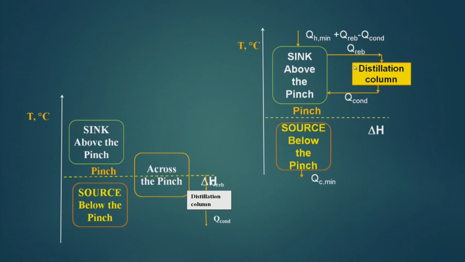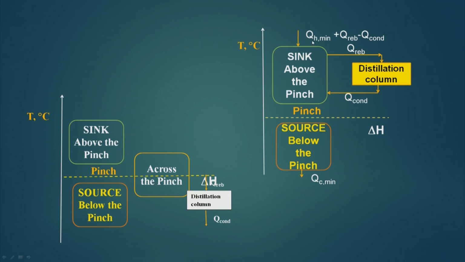Now, this is a distillation column which is integrated above the pinch. Above the pinch, it is a sink. That means it takes heat from outside. If I integrate a distillation column here, it will take heat from here. So it will load the system, because in the sink the heat comes from outside. When it rejects heat to this, then it is decreasing the heat load of the sink.